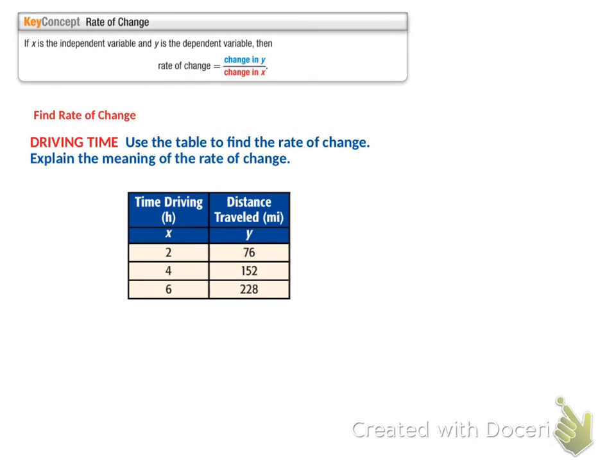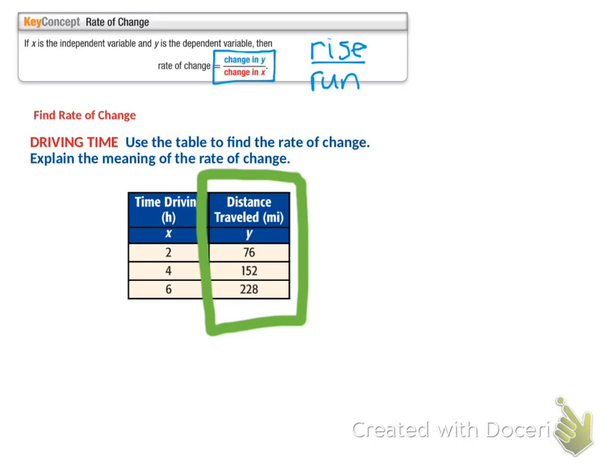Let's look at slope from a table. Again, we're still talking about the rise over the run, but we can't visually see a rise over run from a table. So we're actually going to be looking for the change in the y values, and that'll go over the change in the x values. So the y values, how are those going up? Well, let's take a look.